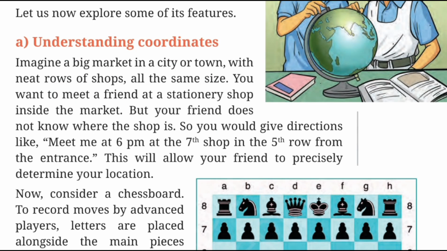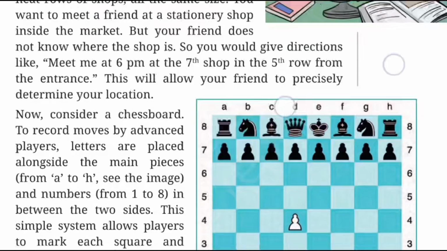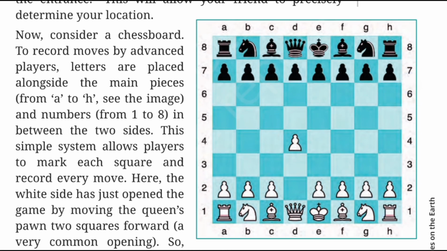Now we can move into the last section in this video, that is understanding coordinates. This is very simple. You are all familiar with the chessboard, isn't it? Within the chessboard there will be some letters, A, B, C, D, and some numbers also, 1, 2, 3, like that. You can just check your chessboard. Maybe these numbers and letters may not be written. In that case, you can just assume them.